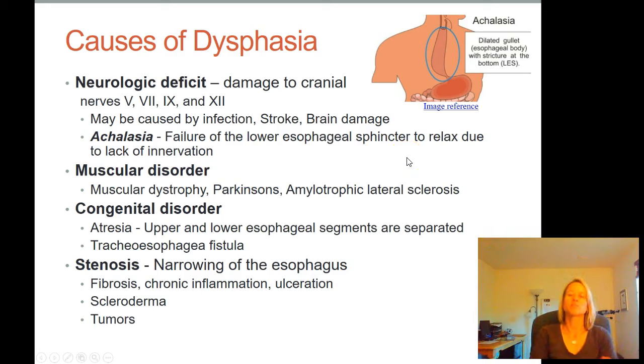Muscular disorders such as muscular dystrophy, Parkinson's, and ALS. Congenital disorders, we could have atresia where the upper and lower esophageal segments are separated, or we can have a tracheoesophageal fistula. That's an abnormal opening between the trachea and the esophagus. We can have stenosis or narrowing of the esophagus due to fibrosis, chronic inflammation or ulceration. This may occur with chronic reflux. Scleroderma is a connective tissue disorder that can also affect the esophagus and other places of the body. And tumors could also cause narrowing.